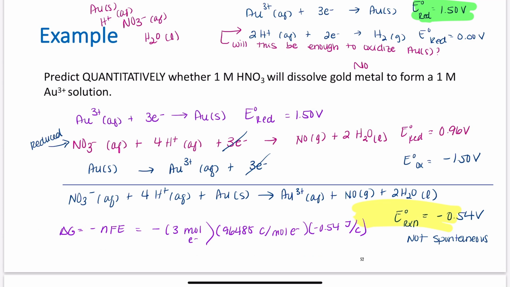Now, I don't have my calculator in front of me, but when I do this, I've got a negative sign here, a negative sign here. Overall, delta G is going to be a positive value, which means non-spontaneous. So I can look at this qualitatively and say, yep, definitely not going to be spontaneous. But I should also be able to look at this quantitatively. And if I'm given the values, I should be able to calculate whether it will dissolve or not.